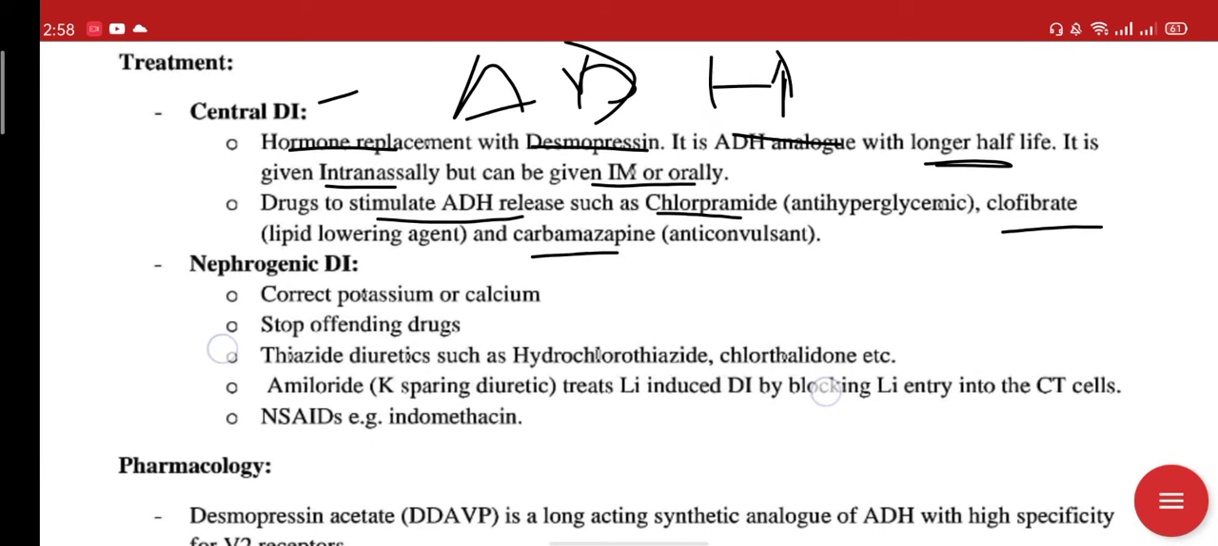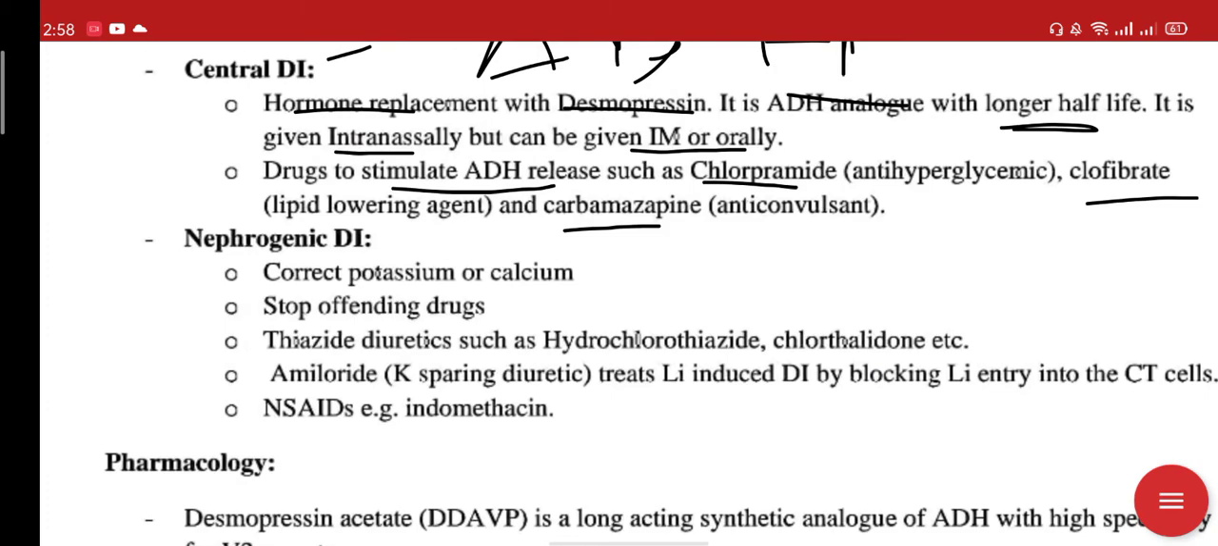In case of nephrogenic diabetes insipidus, there is already ADH present in the body, but the kidneys are not responding to it. So the main thing to do here is, first of all, correct the potassium and calcium, and stop offending drugs. These are the reasons why the kidneys are not responding to ADH in the first place. So you have to first take out the pathology, and then you can give thiazide diuretics, such as hydrochlorothiazide or chlorthalidone, etc. The thiazide diuretics are useful.